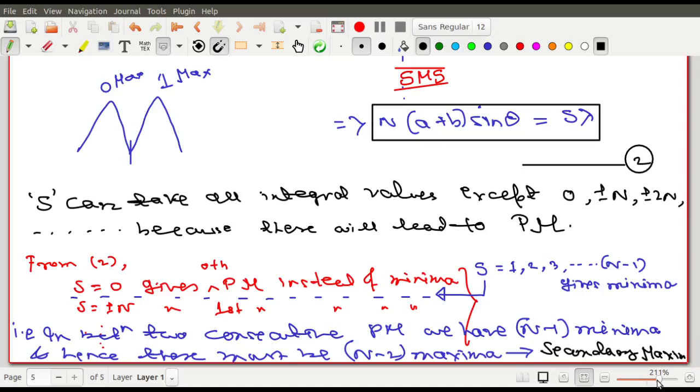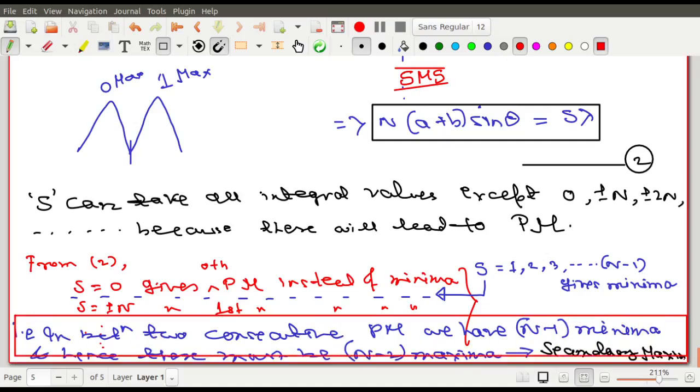Why is this beyond our expectation? Because our expectation over here is, what is our expectation? Our expectation is that in between two maxima I should have one minima, which I have shown you over here. But to your surprise you see that here you have n minus 1 minima.